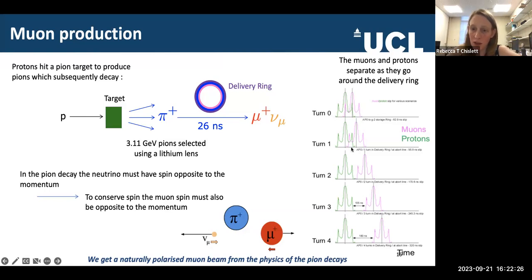We also, as it goes around the delivery ring several times, get separation between the different types of particles. So in pink is muons and in green is protons. By the time they've gone around 4 times, there's a good separation between them. So we can just inject the muons into the beam. And conveniently, through the pion decay, we get a naturally polarized beam of muons. So by spin conservation, it means that when the muons are produced, the spin must be pointing in the same direction. And so that's convenient for the measurement.